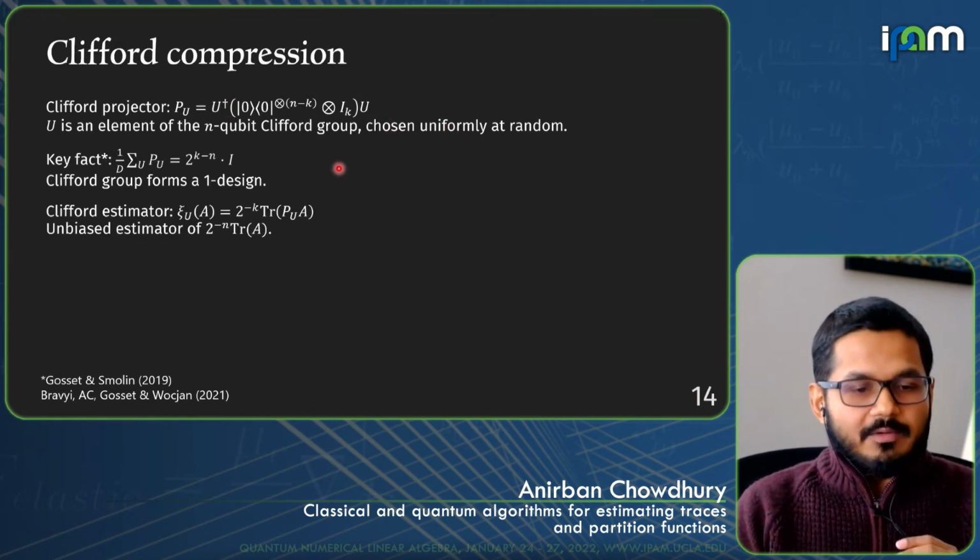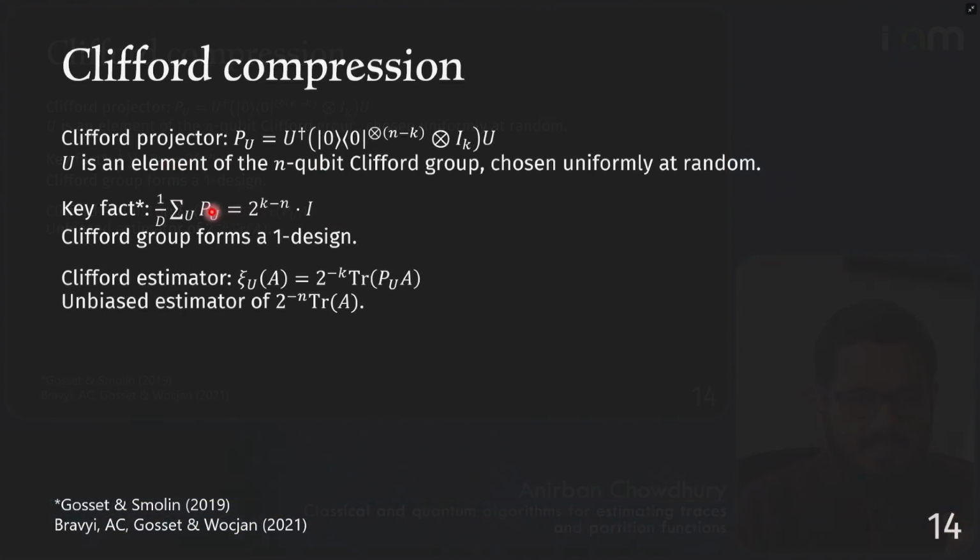Now, the key fact we want to use is that this Clifford group is like a finite countable subset of the unitary group. So if I average over this Clifford projector, I get something proportional to the identity up to some normalization factor. All right. And this follows from the fact that the Clifford group forms a so-called 1-design, and it reproduces the first moment of the Haar measure over the unitary group. That's the technical reason. That's what we're exploiting here. And this is what we're using.